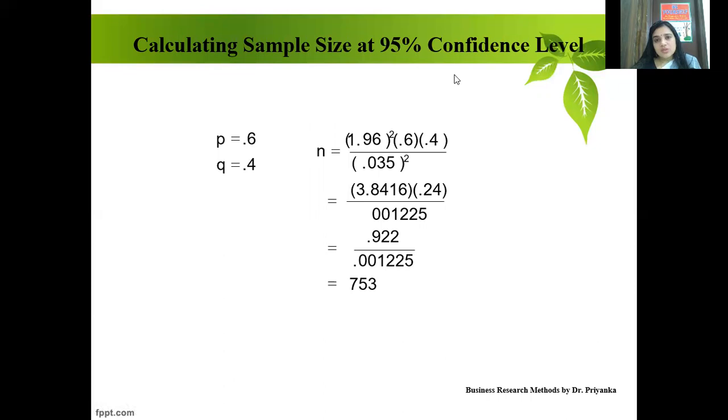This way, when you have been given the value of P and Q, P means 0.6 and Q means 0.4, and you have been told that you will be calculating this at 95% confidence interval, then we'll be checking the value of Z at 95. We have already used the value 1.96. 0.6 is given, 0.4 is given, every value is given, and you will just be putting the values in the formula and calculating the sample size. Sample size here is 753 in this particular case.